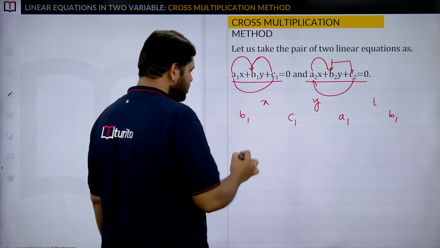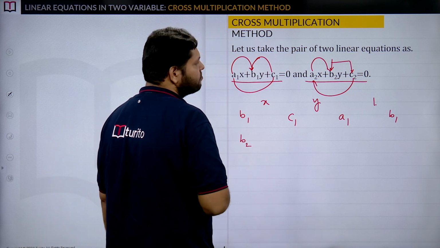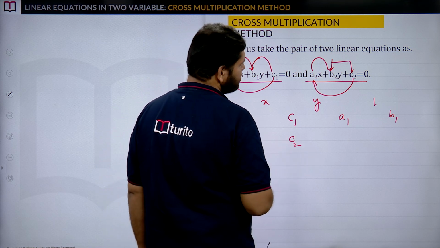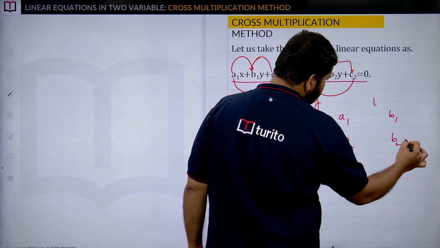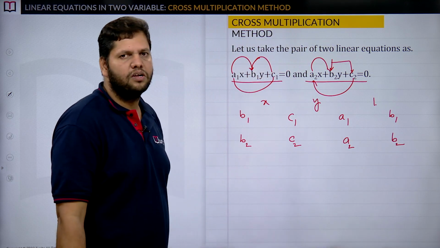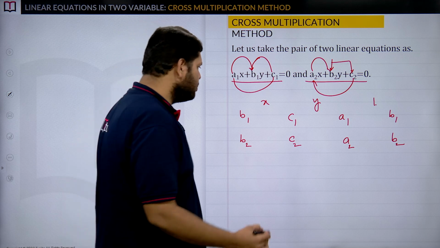How can we write this? First we write b2, then the constant c2, then a2, and again b2. Clear? Then do the cross multiplication.